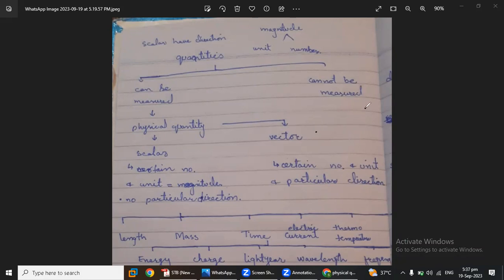For example, point A, point B. A particular distance in a direction. Any particular distance in a direction is called a vector. A vector possesses direction as well as magnitude, but a scalar only has a magnitude, which is a certain number and unit. No particular direction, but a certain number and unit, which means a certain magnitude and particular direction. This is the basic difference between scalar and vector.